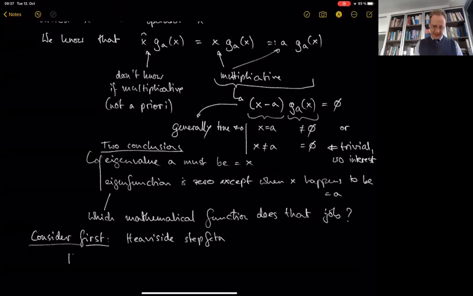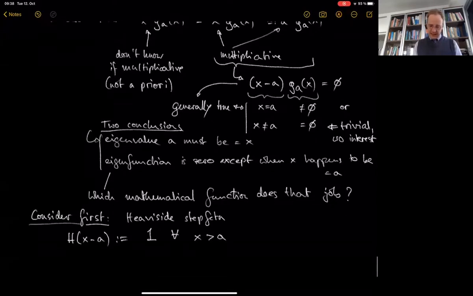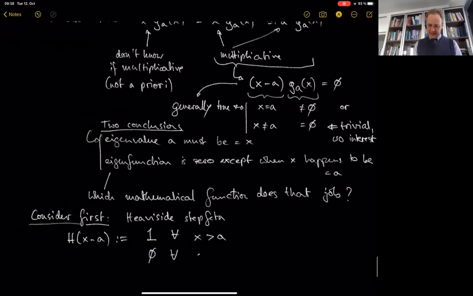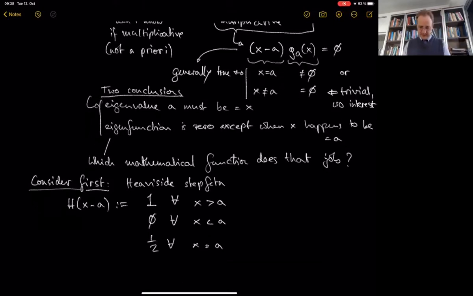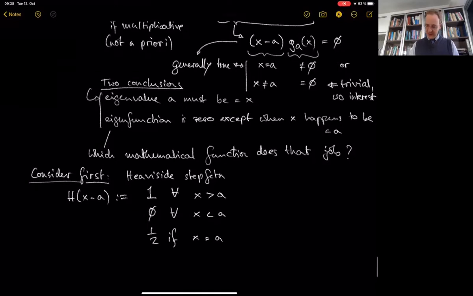It typically has the symbol h, and it contains an argument x minus a, and it's defined such that it is 1 for all x larger than a. It is 0 for all x smaller than a, and it is 1/2 for x equals a. Okay, so that's easy to plot.